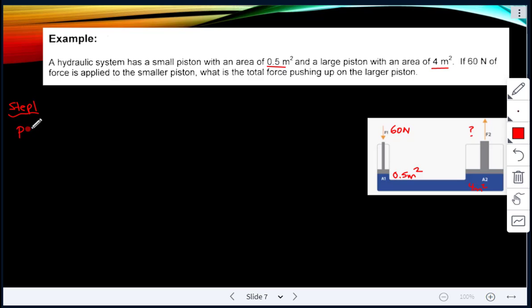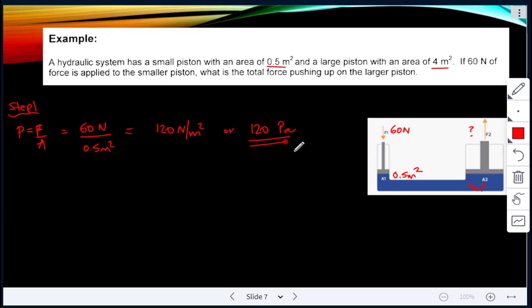We know that pressure is equal to force divided by area. We know the force and we know the area of our small piston. So it's 60 newtons divided by 0.5 meters squared. We just put that into our calculator. 60 divided by 0.5 is 120 newtons per meters squared, or 120 pascals.